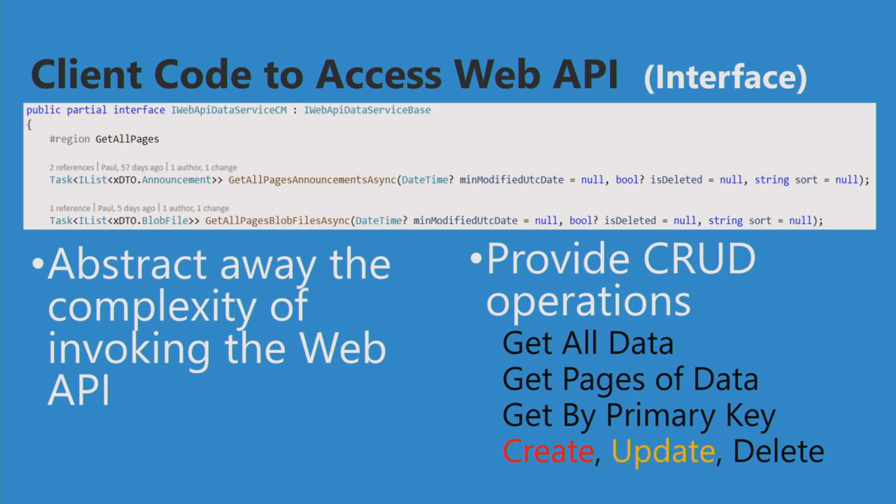The idea is that out of the box, you're getting all the data, getting just a page of the data, getting something like one individual object by primary key, create, update, and delete.